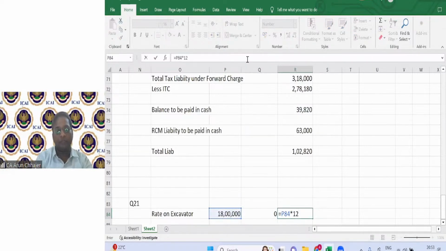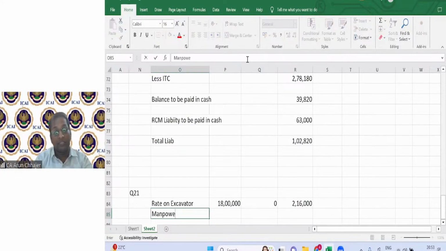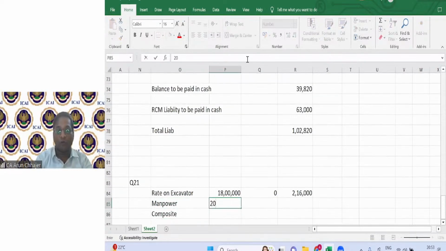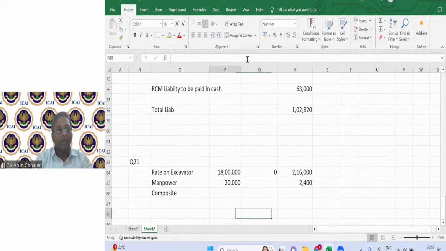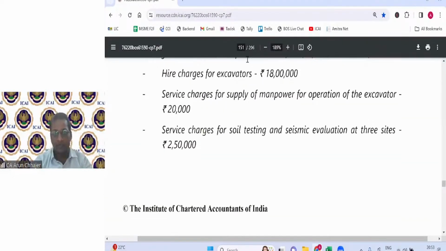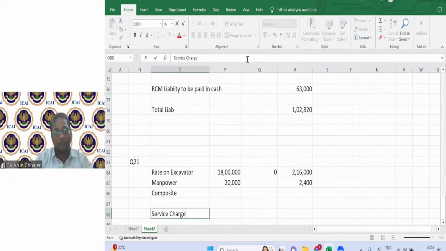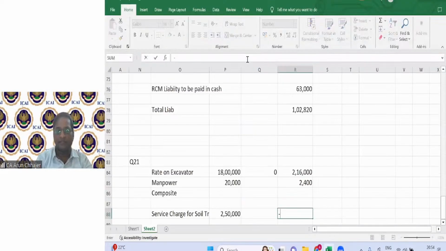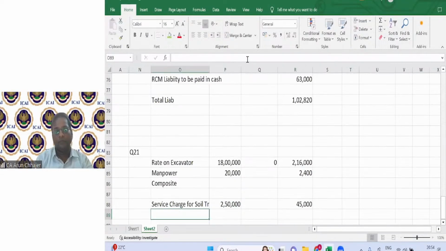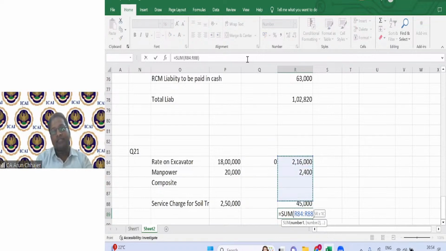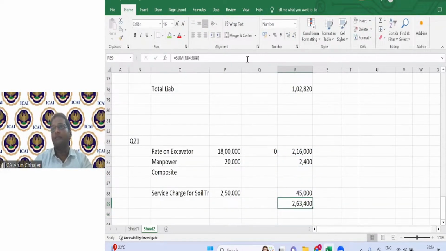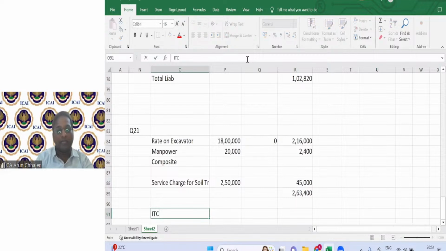Eighteen lakh multiplied by 12%. ठीक है. And supply of manpower, here you need to write that because it is a composite supply, you will apply the same tax rate on 20,000. ठीक है. Now the third is service charge for soil testing, 2,50,000. What is the rate? 18%. So how much is the tax liability? The tax liability would be 2,63,400. ठीक है.